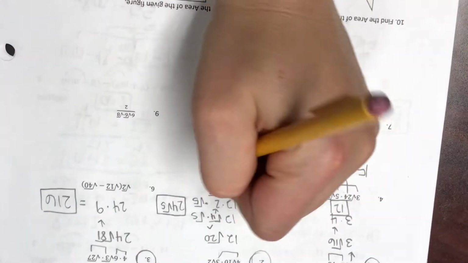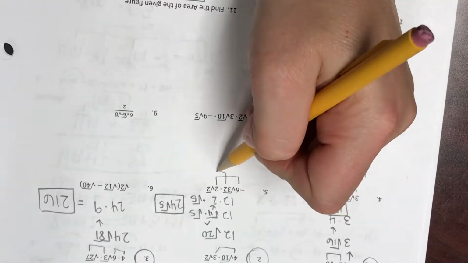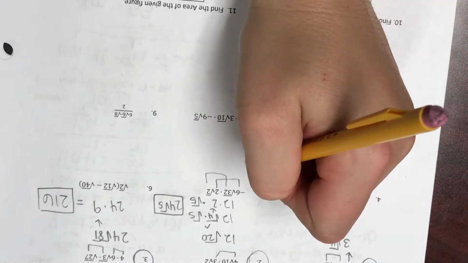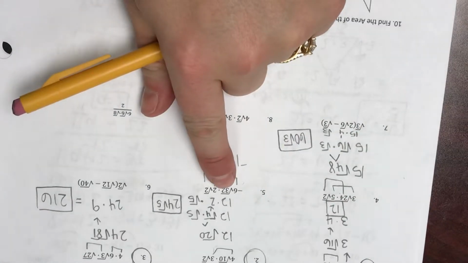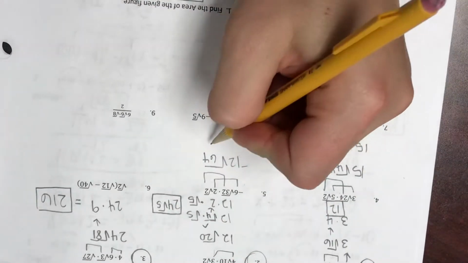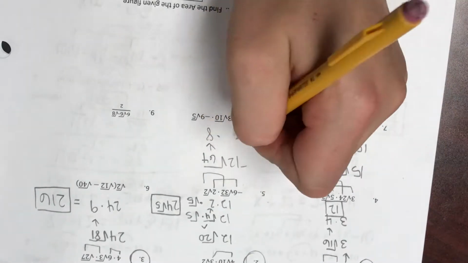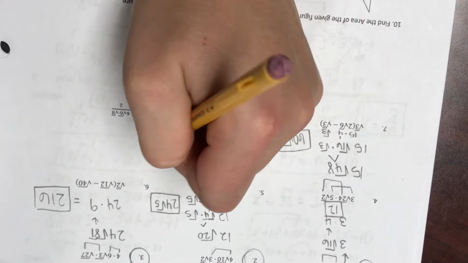Number 5, I am looking at 2 times negative 6 and then the square root of 32 times 2. Well, 2 times negative 6 is going to be negative 12. And then I would draw my square root sign. 32 times 2 is going to be 64. Well, the square root of 64 is 8. So then I would end with 8 times negative 12, which will result in an answer of negative 96.